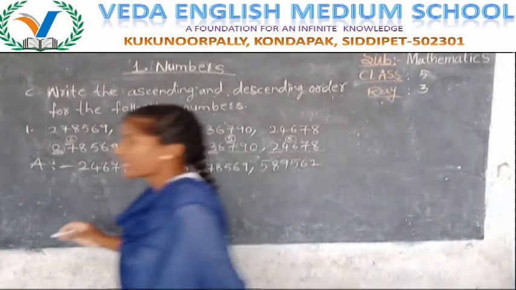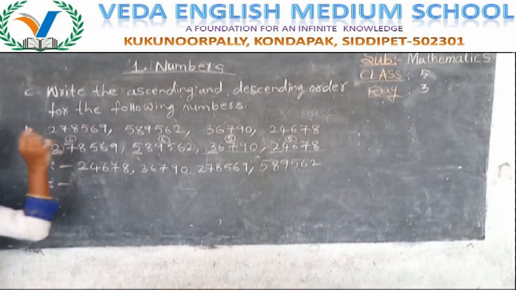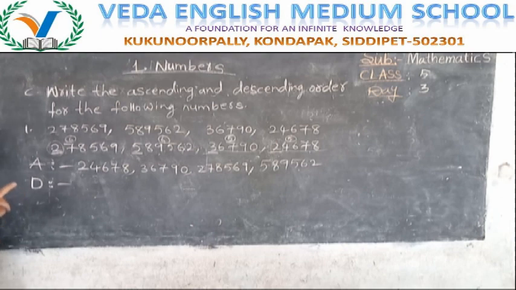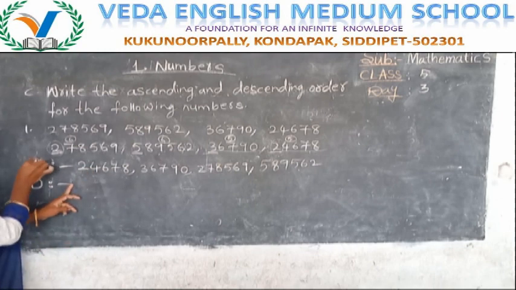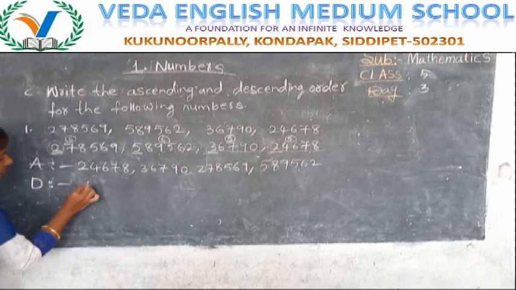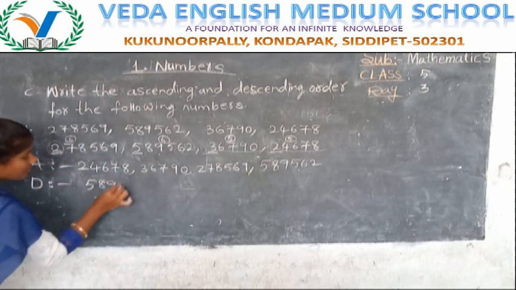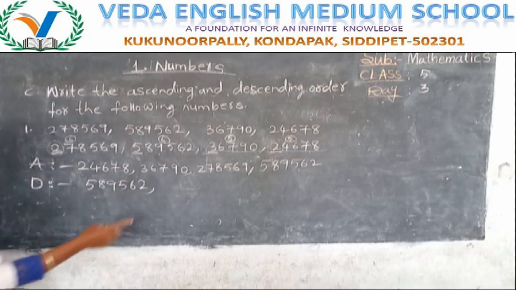Now ascending order has completed. Now write descending order. Descending order means the arrangement of numbers from greater number to smaller number. Otherwise, write the opposite of ascending order, also called descending order. Then write in reverse. That means write from here first: 5, 8, 9, 5, 6, 2. Greater number to smaller number we have to write.